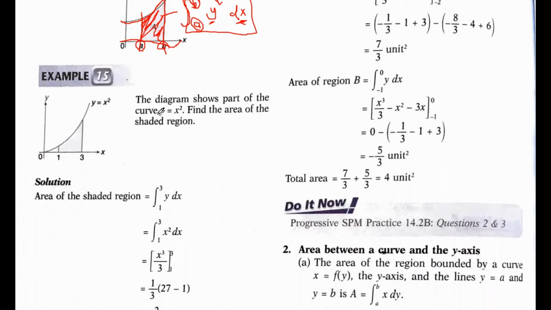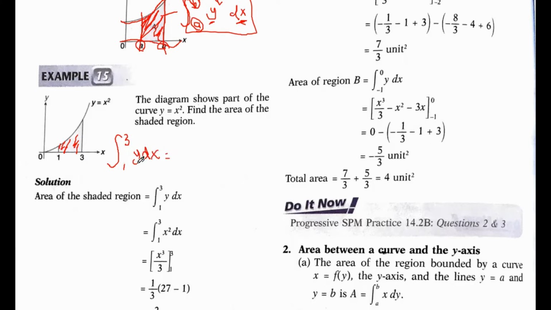Example 15. The diagram shows part of the curve y equals x squared. Find the area of the shaded region. So we are given a curve. The equation of this curve is y equals x squared. Then we have to find this shaded region. To find this shaded region, we just use integration. Integrate from 1 to 3, y dx.